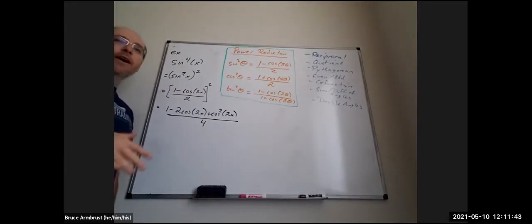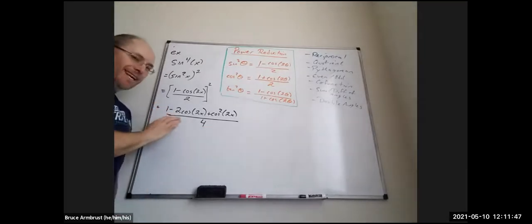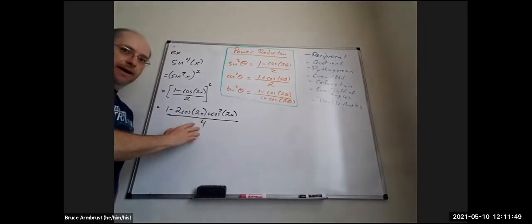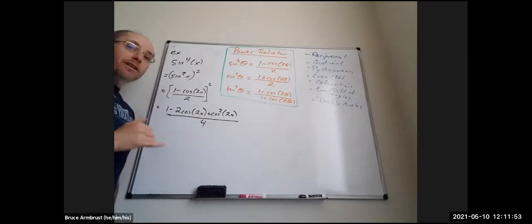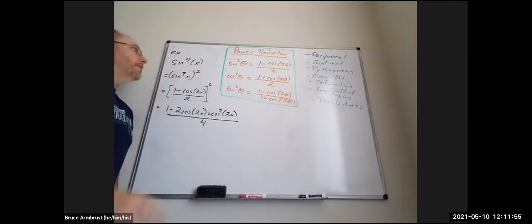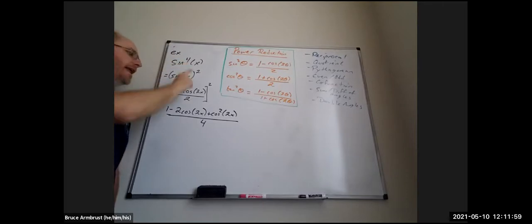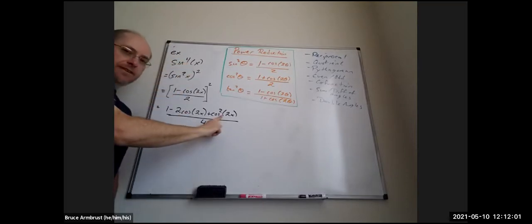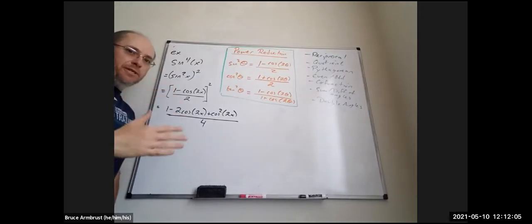All right, so check out where we are versus where we started. It's definitely uglier looking, no doubt about it. It's got more terms, it's a fraction now. But I want you to look at the powers. We started with a power of 4. Now the biggest power you see is 2. We have reduced our power.